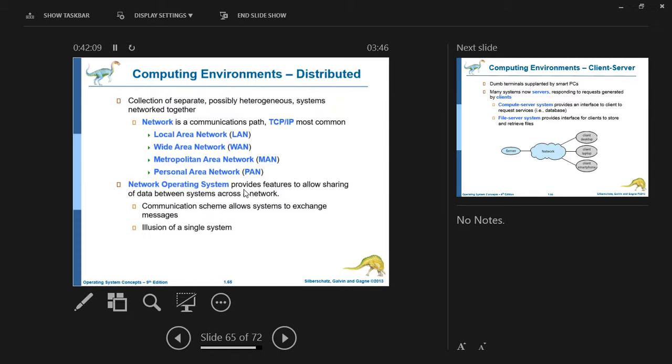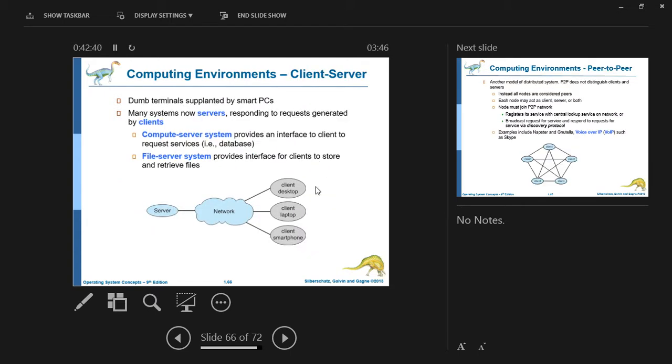What is DNS? Basically, it resolves the username, the URL name. A URL is given with a name, but it is identified with the help of an IP address on the internet. So how is the mapping done with the help of DNS, which is available with the help of the DHCP protocol, the Dynamic Host Configuration Protocol? The network operating system provides features to allow the sharing of data between systems across a network. Communication schemes allow systems to exchange messages, giving the illusion of a single system, you feel that, right?